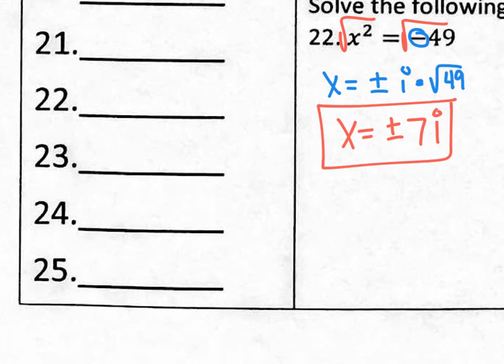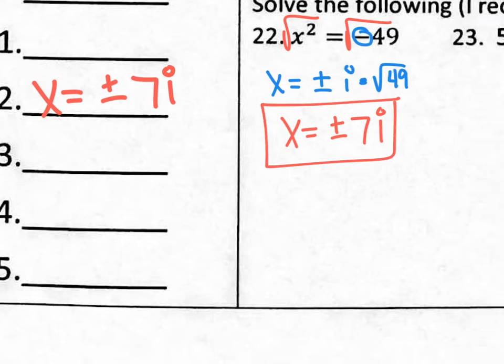So 22, you have to put x equals, you need the plus or minus. If you don't put the plus or minus, you only get half credit. You need the 7i in order to get full credit right there.